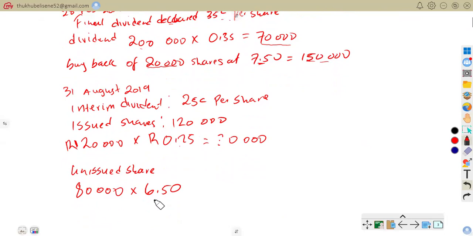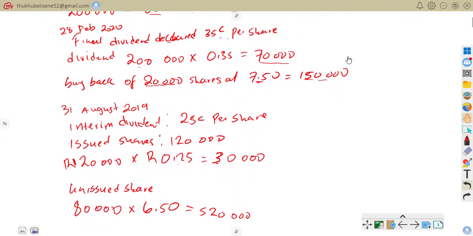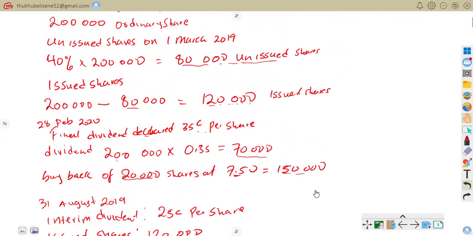So how much is 6 rand 50 multiplied by 80,000? So it's going to give us 520,000. So here, remember we have 30,000. So it's going to give us 520,000. So that is the money that you're going to receive because now we have sold all those unissued shares.